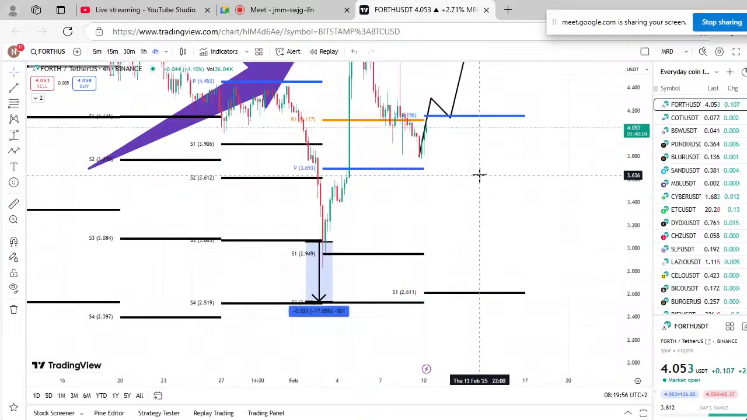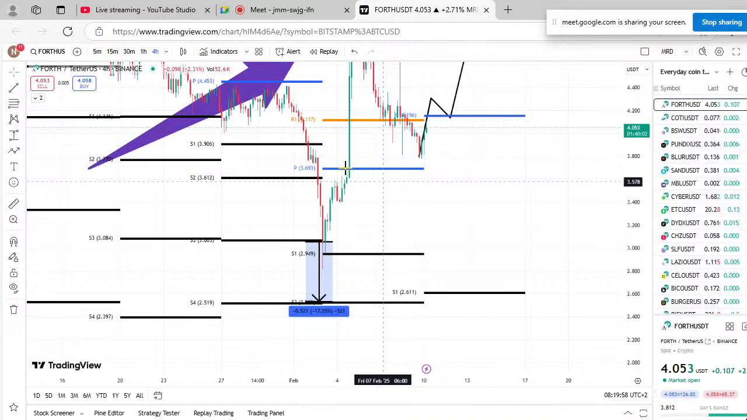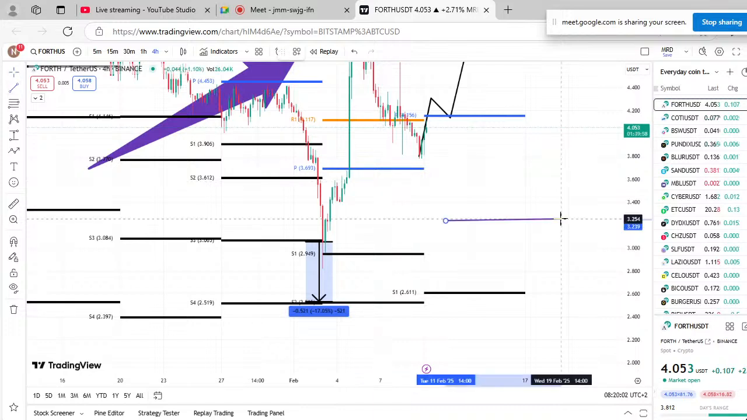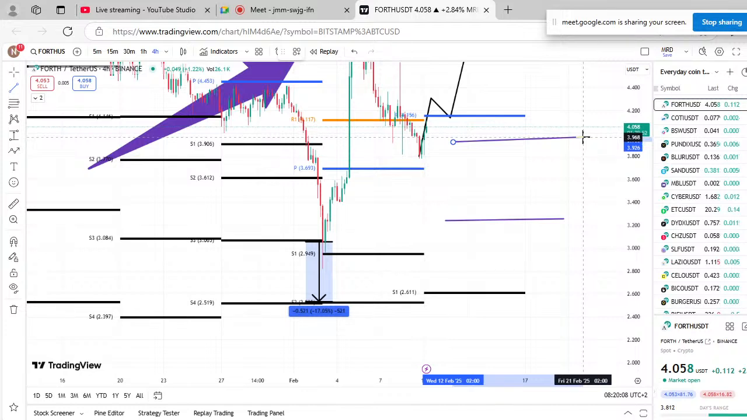So, if we talk about support and resistance, now, this is the support. This is the resistance. We are assuming market was coming down.